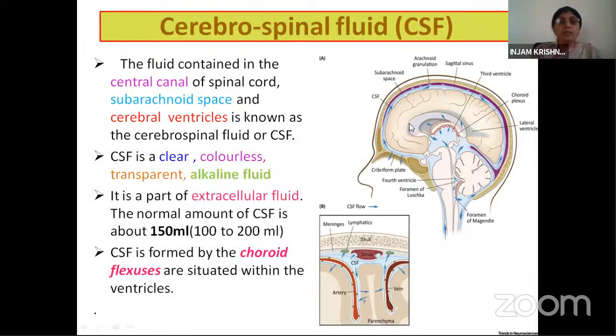CSF is a clear, colorless, transparent alkaline fluid. It is a part of extracellular fluid. Yesterday, we talked about it. The normal amount of CSF is about 150 ml, 100 to 200 ml. CSF is formed by the choroid plexus situated within the ventricles. So, what are the ventricles? How many are there? Where are they located? We have completed that.